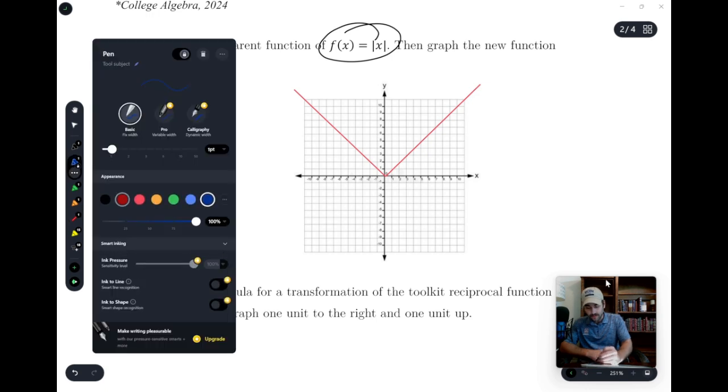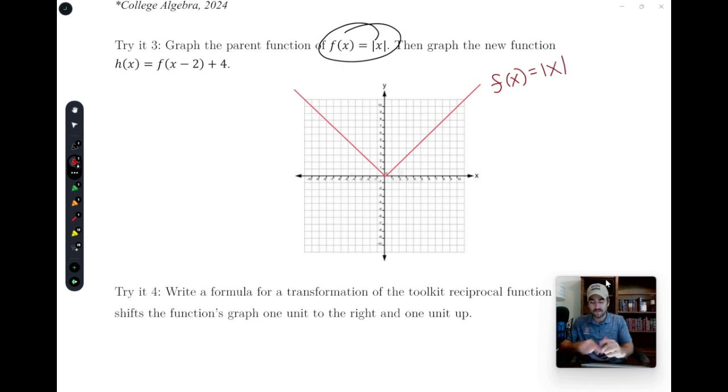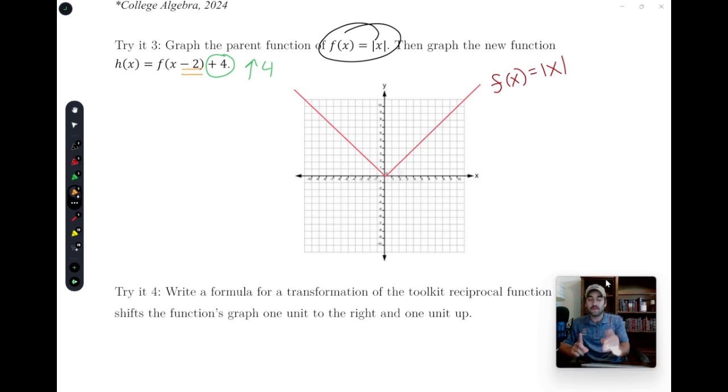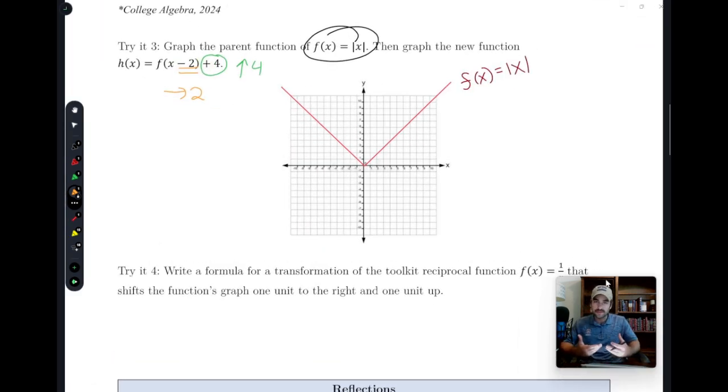So I'm going to label the red function as f of x equals absolute value of x, and then I'm going to ask what transforms did they do to the function. Well, in green, it looks like they took it up by 4 because it's positive 4 on the outside of the function. And in orange, it looks like they shifted it to the right by 2 because we've affected the input. If it's on the inside, flip of what you would expect.